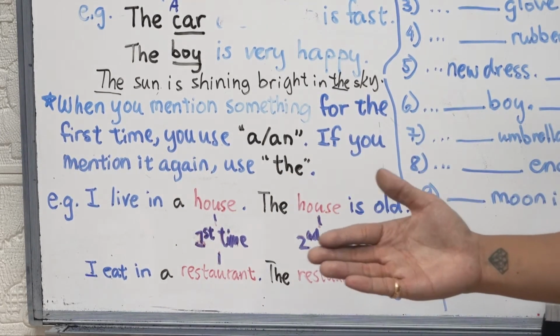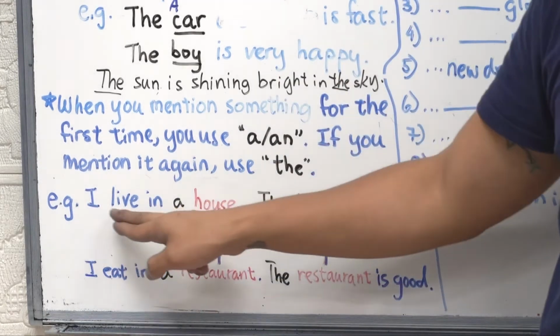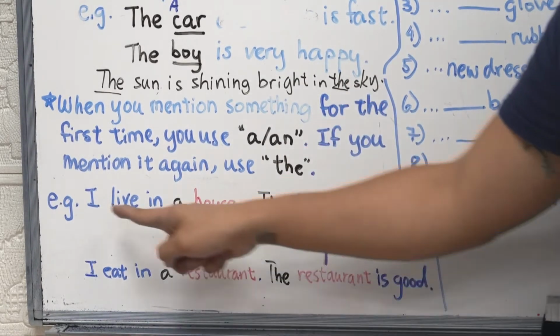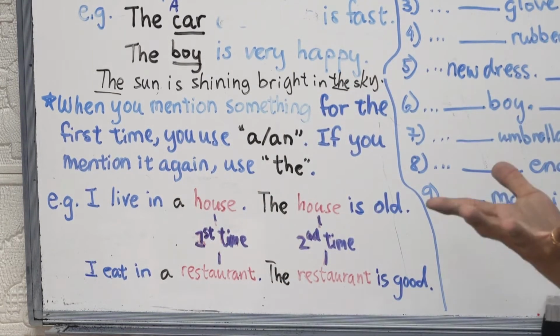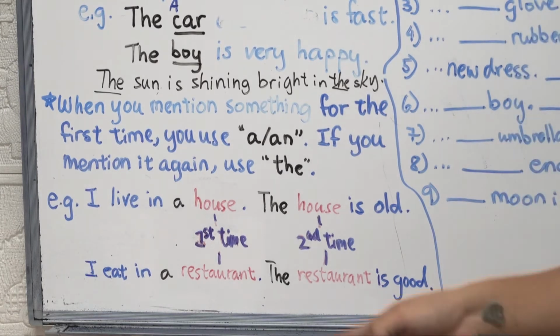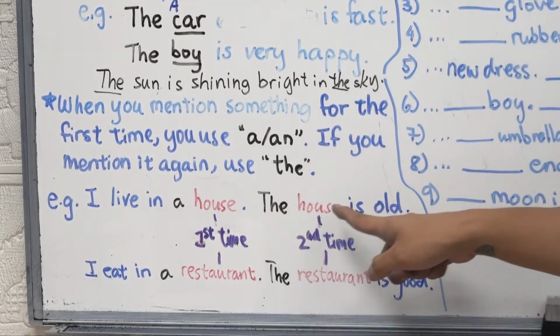A good example that we've been given in the book is, I live in a house. Now, this is the first time we've talked about the house. On the second time, we will use the. The house is old.